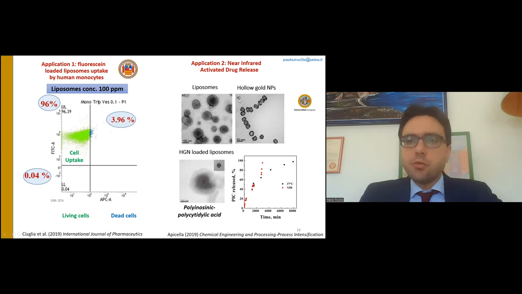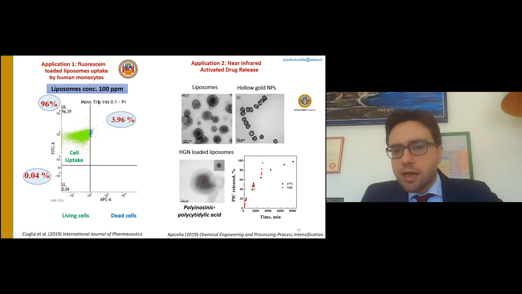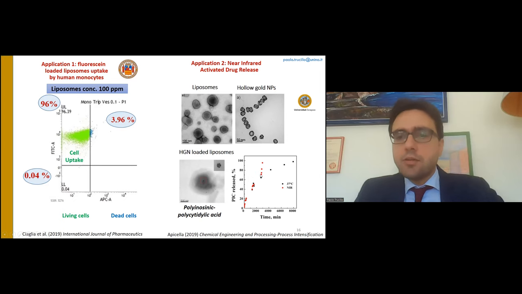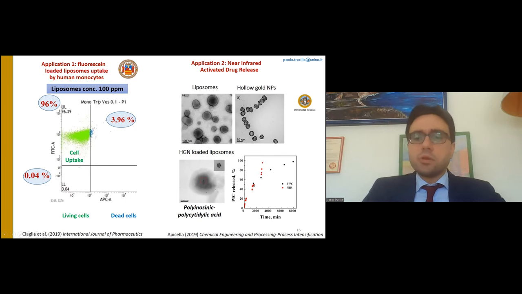Second application, we induced the near infrared drug release, entrapping hollow-gold nanoparticles inside our liposomes together with another drug for human application. And we studied the drug release, compared the black normal drug release from liposomes with the release activated by near infrared stimuli. As we can see, by this time, it was possible to activate the release, and all the content up to 100% was released.